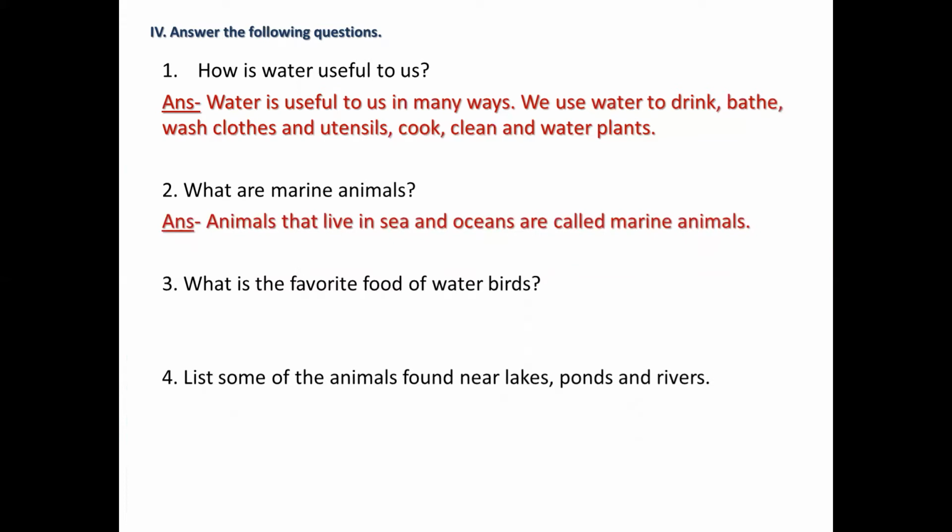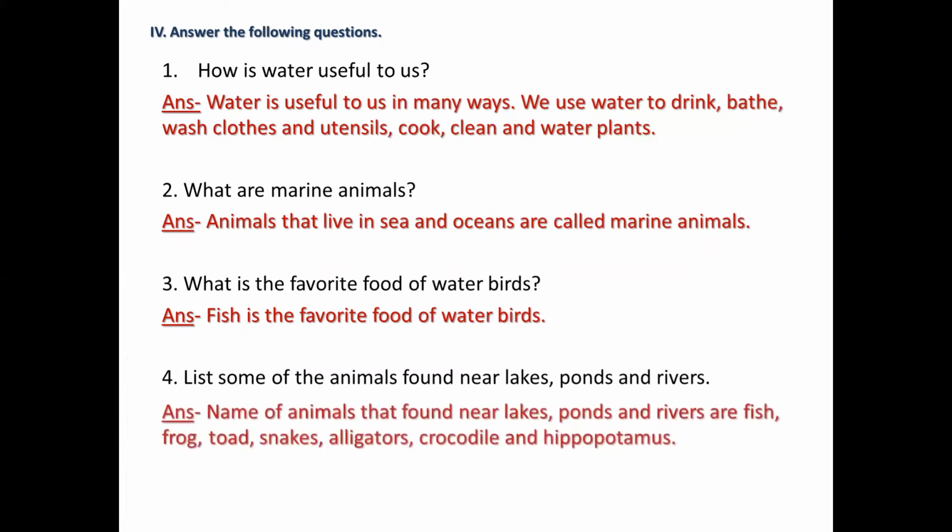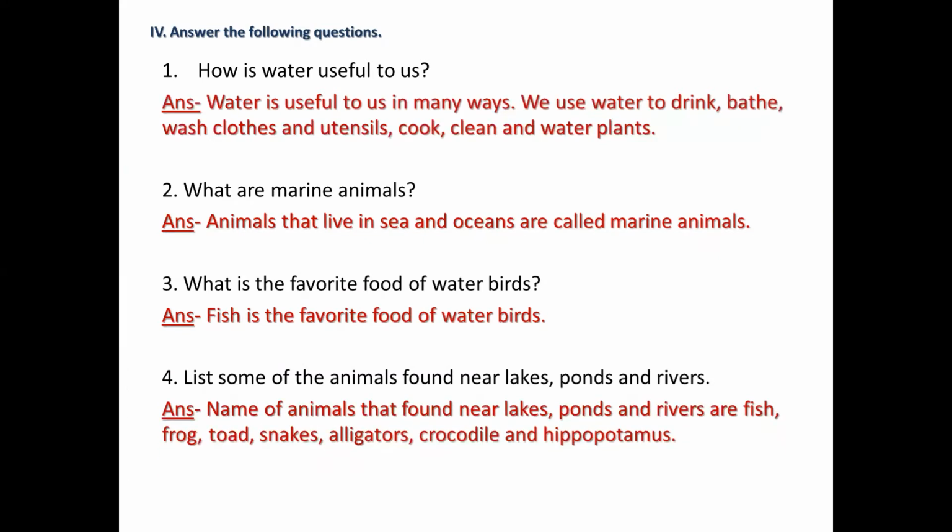What are marine animals? So animals that live in seas and oceans are called marine animals. Okay, what is the favorite food of water birds? So fish is the favorite food of water birds. Name some animals found near lakes, ponds, and rivers. So what will be the answer? The animals found near lakes, ponds, and rivers are fish, frog, toad, snakes, alligator, crocodile, and hippopotamus. So these are some examples.